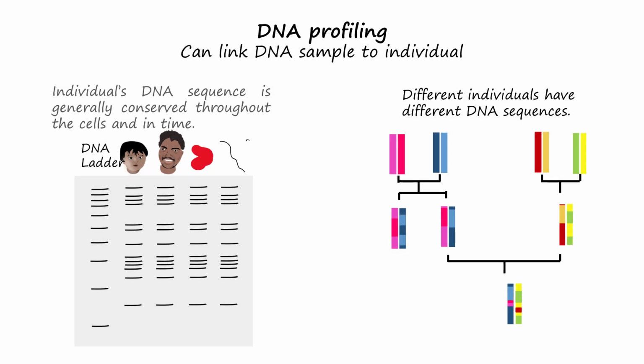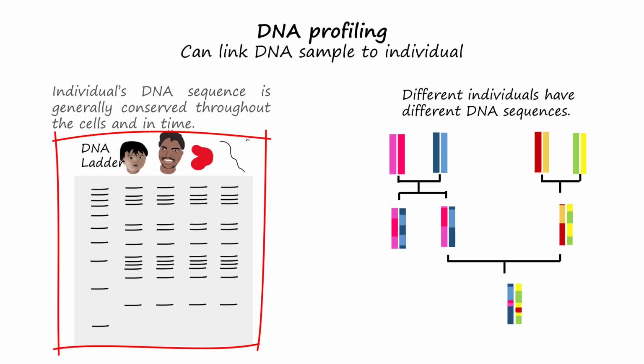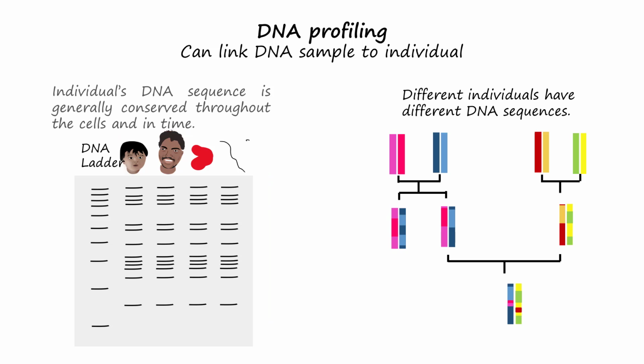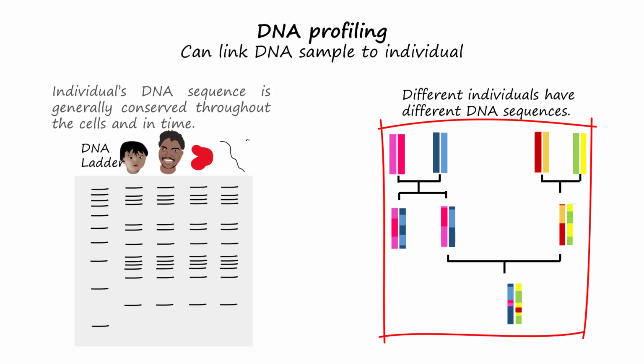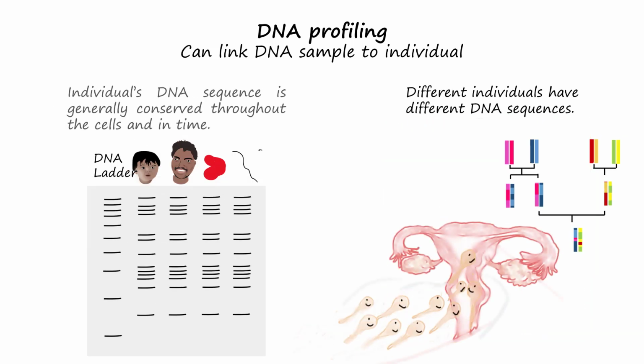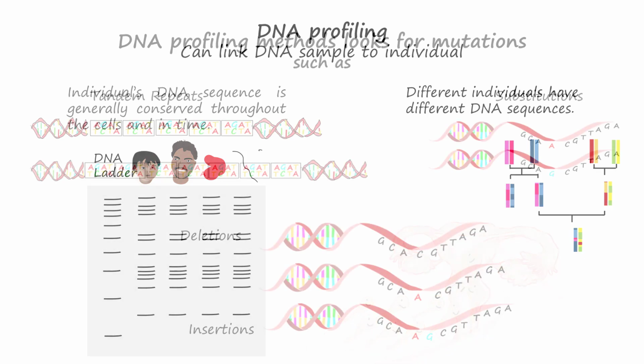Besides relatedness, identity can be determined, as within a single individual, DNA is generally conserved throughout the individual's cells and in time. But DNA is most likely different between different individuals due to mutations, independent assortment and crossing over in meiosis, as well as the random fertilization of a particular sperm with a particular egg.